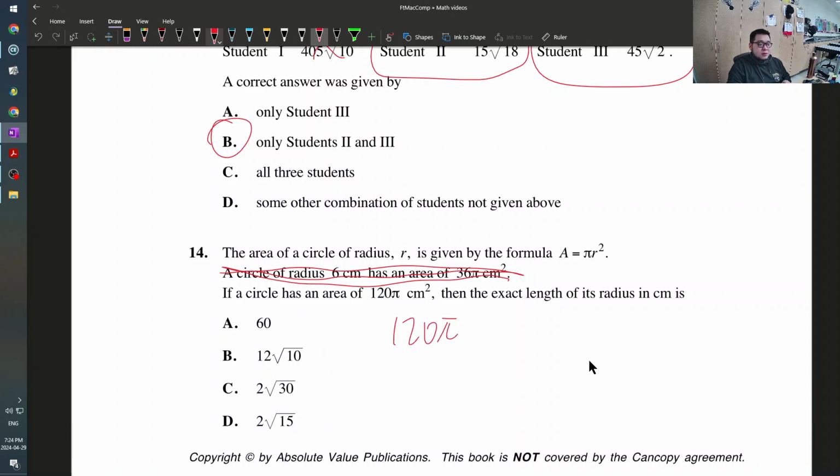120 pi is equal to pi r squared. Divide pi on both sides, I get 120 is equal to r squared. What is r? r is equal to the square root of 120. Typically, you'll put plus or minus, but the radius cannot be negative, so just this. Simplify it to a radical. This is 2 times root 30, so 14 is C.